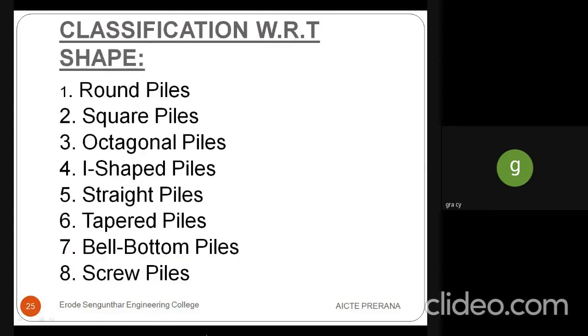Then the next topic is classification with respect to shape. First topic is round piles, second is square piles, third is octagonal piles, fourth is H-shaped piles, fifth is straight piles, sixth is tapered piles, seventh is bell bottom piles, and eighth is screw piles.